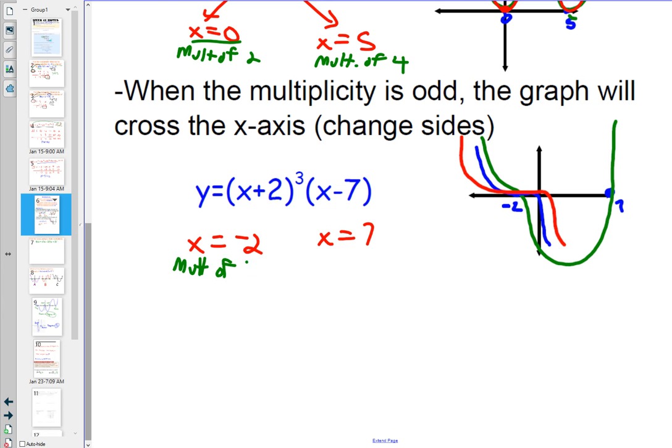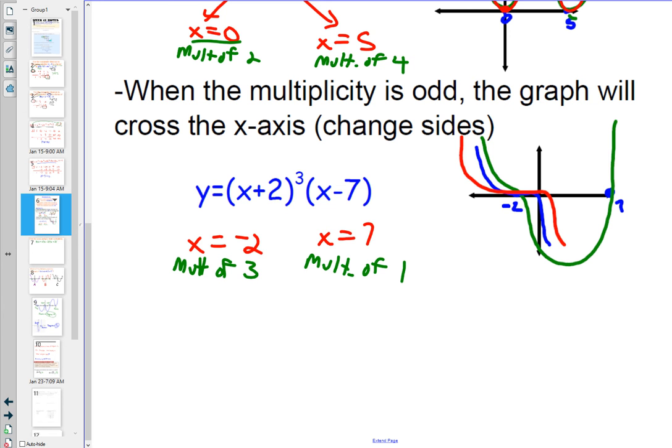Multiplicity of 3, how about the 7? 4. What do 1 and 3 both have in common? They're odd, right? So if you have an odd multiplicity, what's going to happen is when you touch the x-axis, don't worry for now about whether you're, because normally when you look at a graph, you're looking at it from left to right. So don't worry so much right now as if you're starting from below and going above, or going from above and then coming below. But the fact is, when you have an odd multiplicity, you go through the x-axis. You either start below and go above, or you start above and go below.